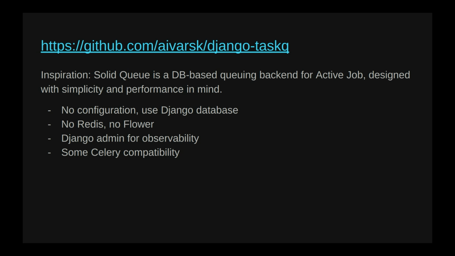So the inspiration is from Ruby on Rails. They now have Solid Queue as a database backend for Active Job. And so you do not need any external dependencies. It just works out of the box. The performance is good. So in a similar spirit, this is a project that doesn't require any additional configuration. So no Redis, no Flower for visibility. And Django admin is used to view what the tasks in the queue are. And it also has some Celery compatibility.